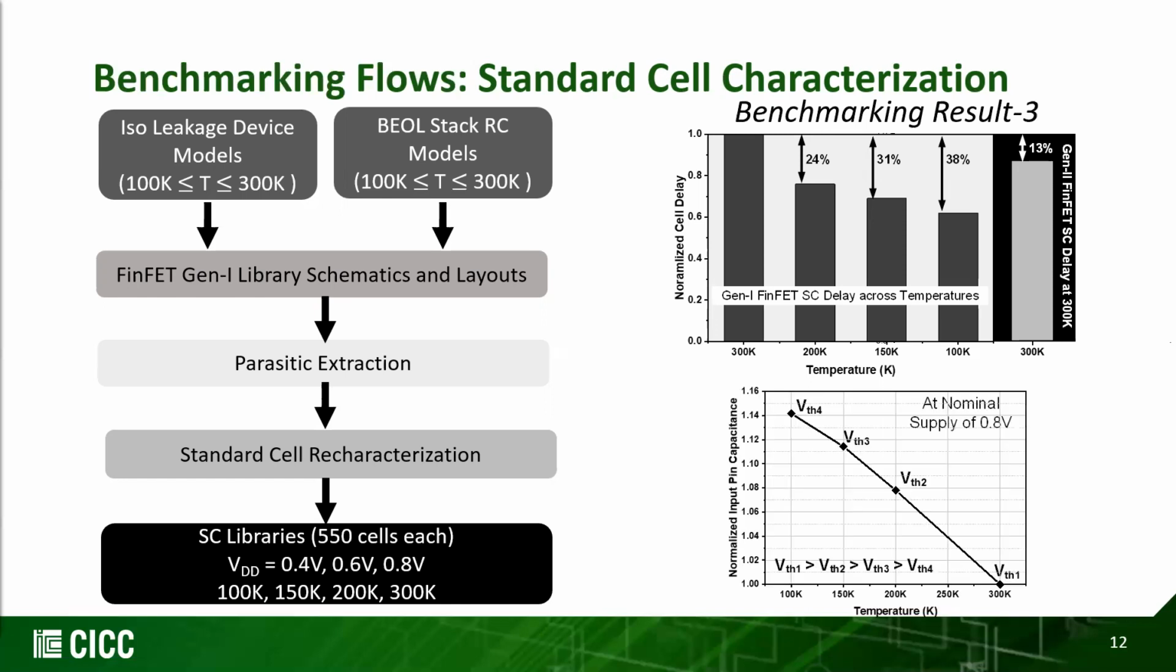We notice one other effect. When we look at the normalized input pin capacitance of all the cells in the standard cell library, we notice that it increases by around 11 to 14% at 100 Kelvin compared to 300 Kelvin. This is due to the fact that lower threshold devices have higher charge accumulated for the same supply voltage applied across them. We will see why this is relevant in a couple of minutes.